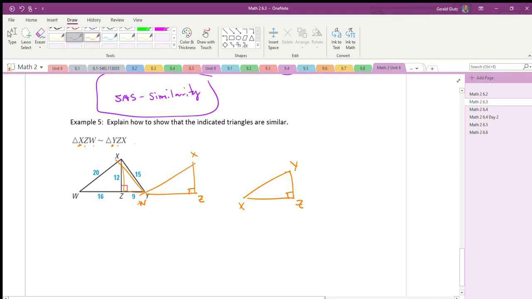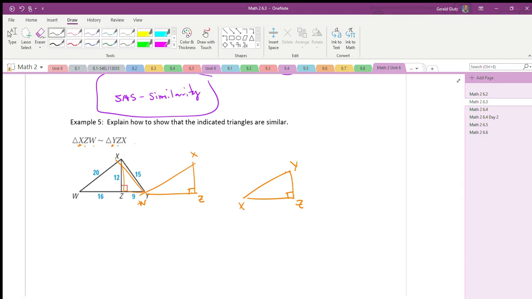Okay, so now I'm going to write down all the lengths here. This was 20, 16, and 12. So ZY is 9, XY is 15, and ZX is 12. I know that these two angles have to be congruent because they're the same angle. So angle Z is congruent to angle Z.